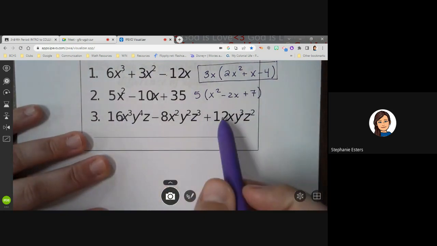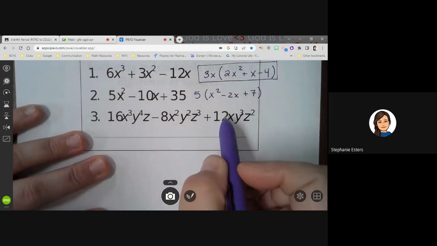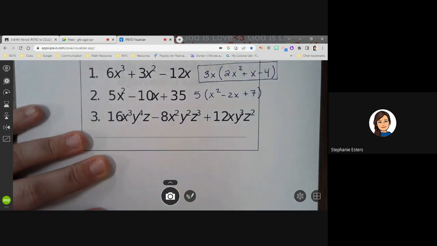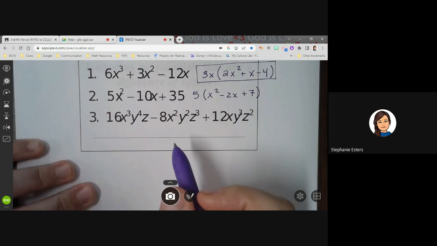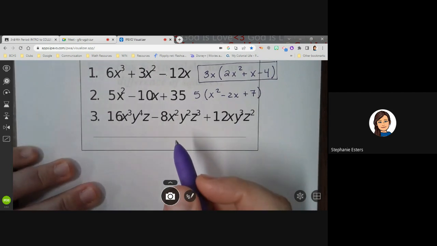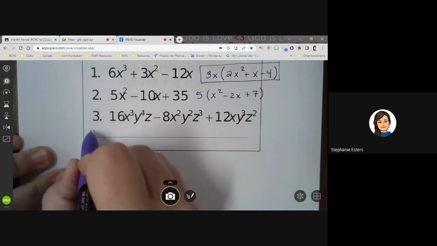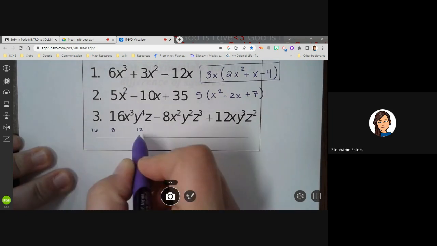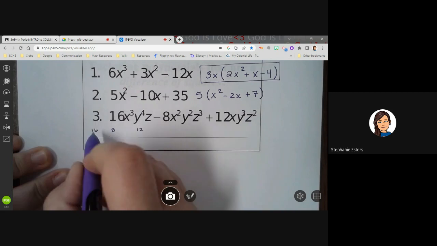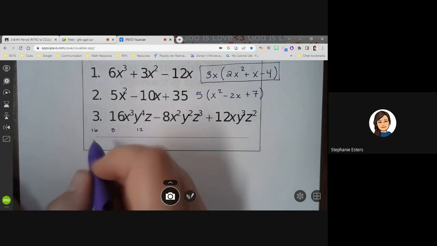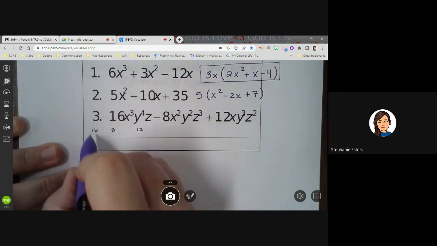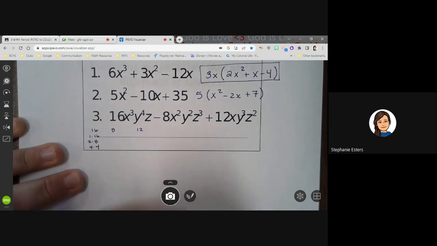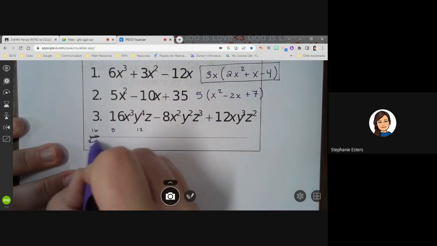On the last one, a little bit larger, 16, 8, and 12. The largest number that will divide evenly into all of those is 4. By the way, if you find yourself struggling, you can always come over on the side and make yourself a little list of the factors of each of the numbers. So like 16, for example, I could do 1 times 16, 2 times 8, or 4 times 4. Let me show you a different way.